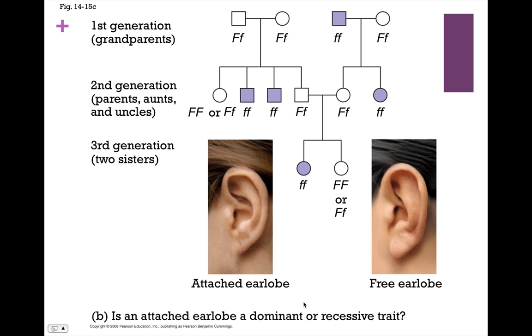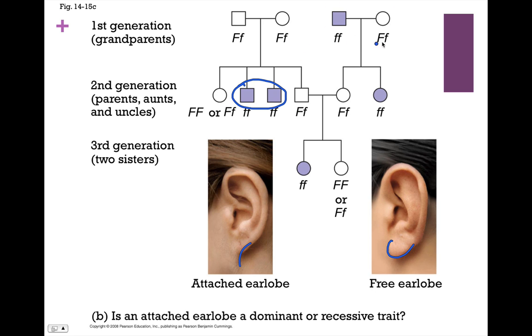We can look at a trait like attached versus free earlobes, where in an attached earlobe, you see this part here grow directly into the neck skin, where here you have more of a pronounced earlobe that's free hanging. And if we take a look at a pedigree chart, a family tree of who has it and who didn't, we can see that these two parents here had four children, and the two middle sons here both were affected, and in this case had attached earlobes.